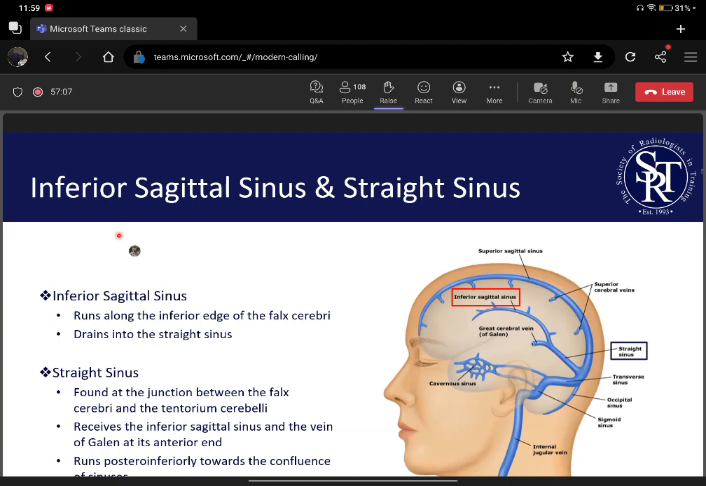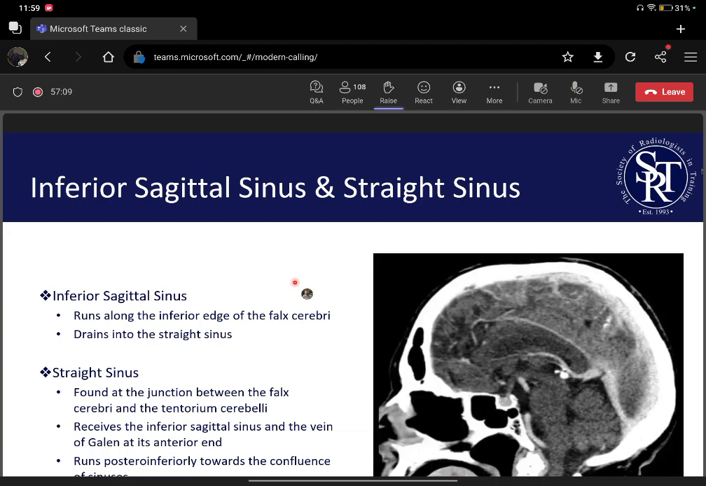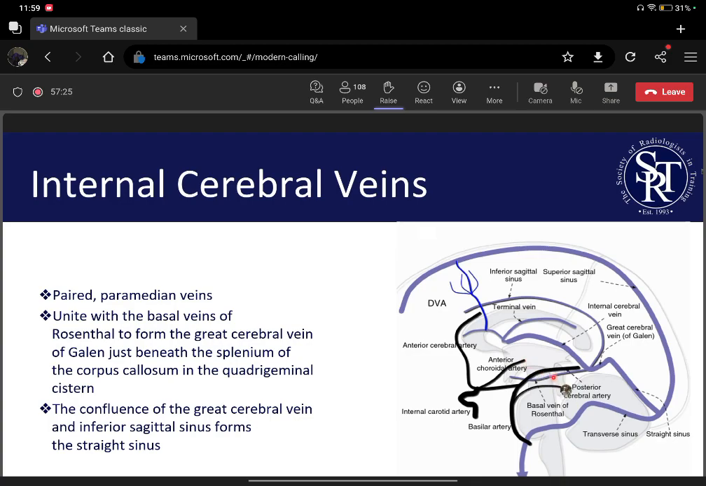Let's take a look at that as well. So we have this diagram here that shows us the inferior sagittal sinus, the straight sinus, the vein of Galen, and they are joining here at the confluence of sinuses with the superior sagittal sinus. Okay, so what is this vein of Galen? Let's take a look at some internal cerebral veins and understand what is happening in this region here.